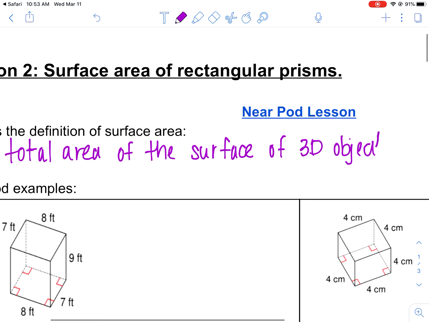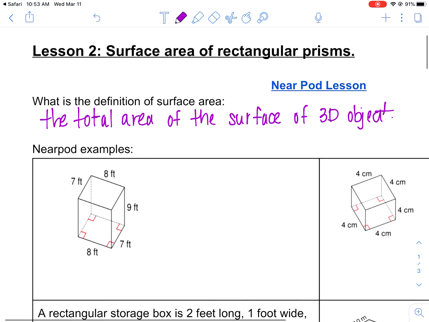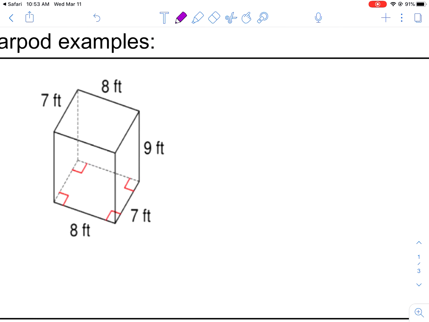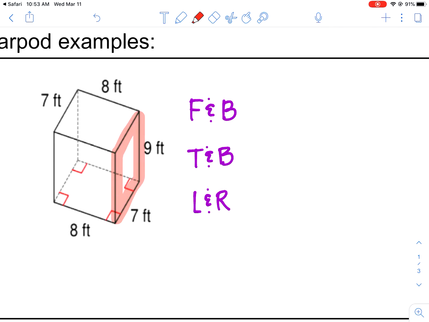So we know with three-dimensional objects, we have multiple surfaces. So we could find each surface and then we're going to add them together. For a rectangular prism, what I like to do is call the front and back two of the surfaces, the top and bottom two of the surfaces, and the left and the right. I'm going to highlight the measurements I'm using for my front and my back.